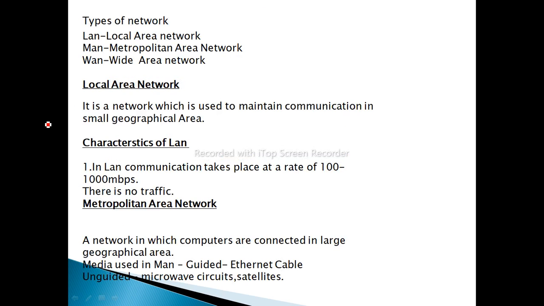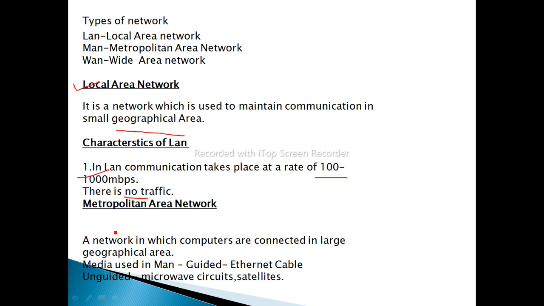Now, types of network: local area network, metropolitan area network, wide area network. What is a local area network? It is a network which is used to maintain communication in a small geographical area. Characteristics of a local area network: in LAN, communication takes place at the rate of 100 to 1000 Mbps. There is no traffic.